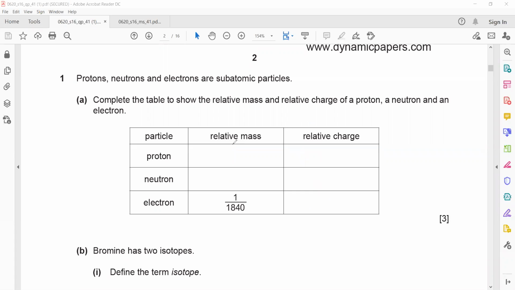This is a table which you have to learn, Abdullah. When you compare the masses, proton and neutron have the same mass. That's why we write 1 and 1. The ratio is 1:1. Proton and electron have the same charge. That's also 1 and 1. But because protons are positive, we say +1. Electrons are negative, so we say -1. And neutrons are neutral, so it is 0.